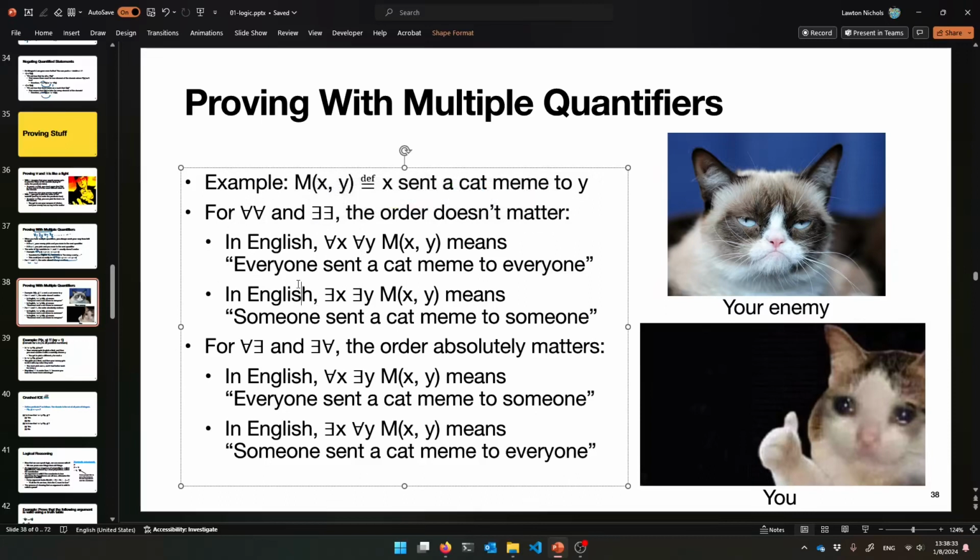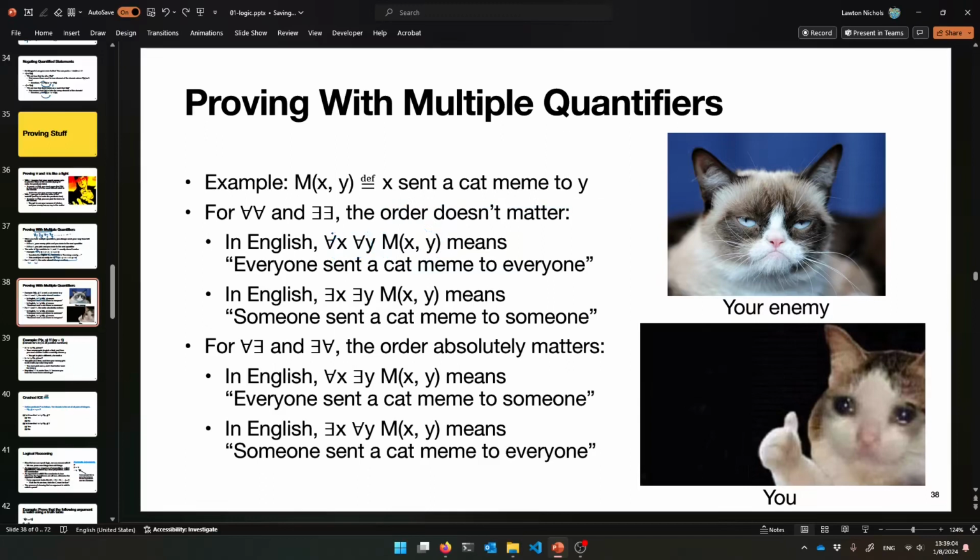All right, so if I claim that this is true, for all x, for all y, m of x, y is true, do you see how that means everyone sent a cat meme to everyone else? Because you're quantifying over x and y, everybody, this is true for every possible value of x and y, even maybe if they're the same, like you can send a cat meme to yourself even. So this is saying that for every person x and y, m of x, y is true. So this is always happening. Every x sent a cat meme to every y, all right?